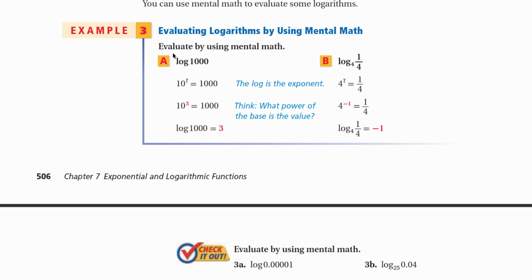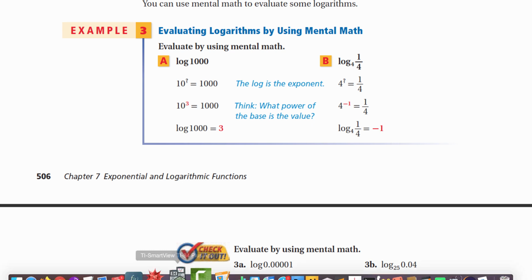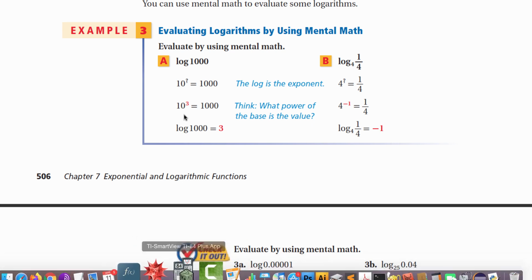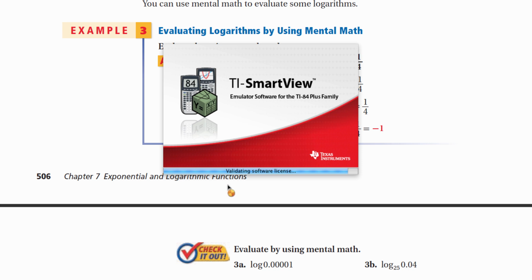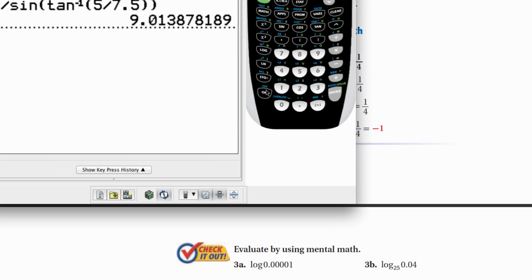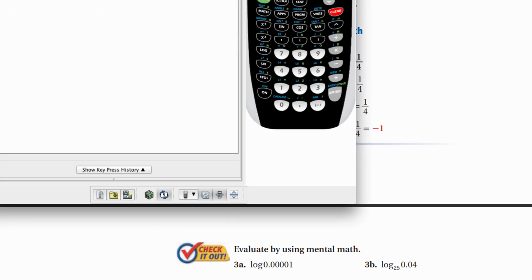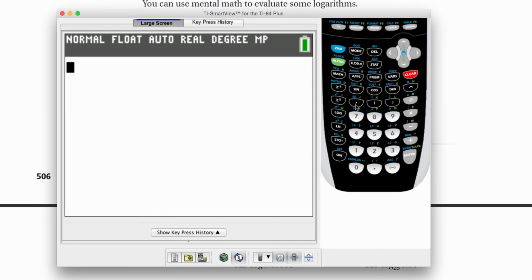Now we can actually evaluate this on the calculator. Let me go and open up my TI calculator here. And I want to calculate the logarithm of 1,000. So the way that you do that is you find the log key, which is right here. Type in 1,000 and hit enter. And so what this means is that 10 to the third power is 1,000.